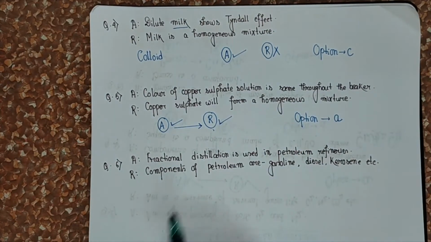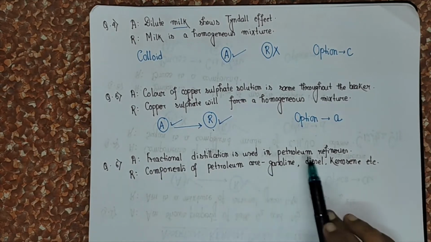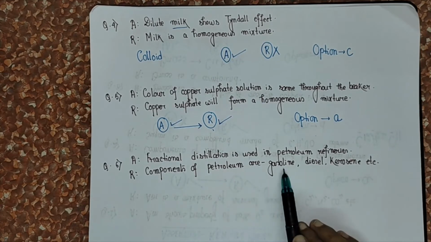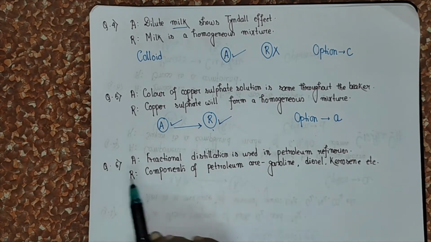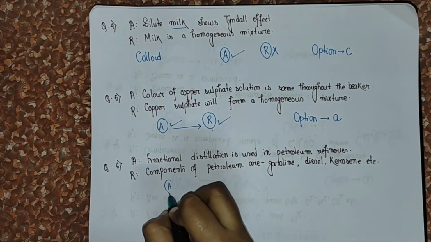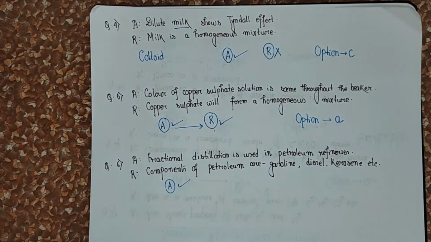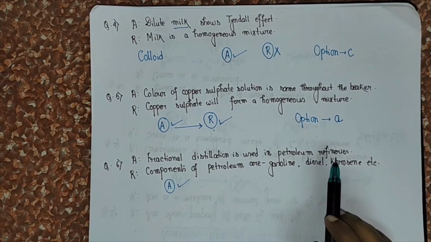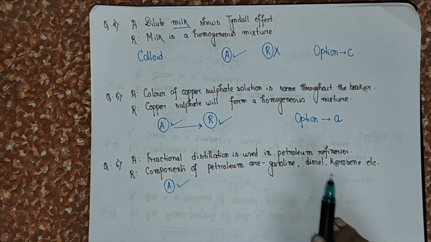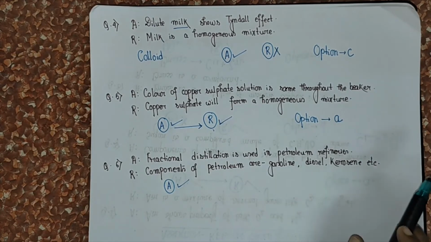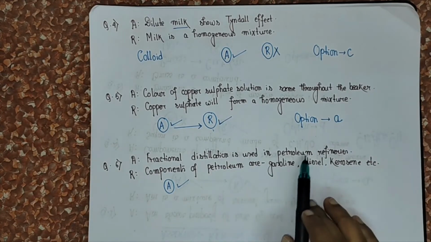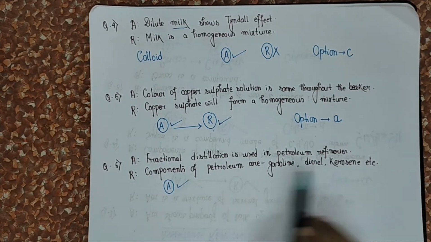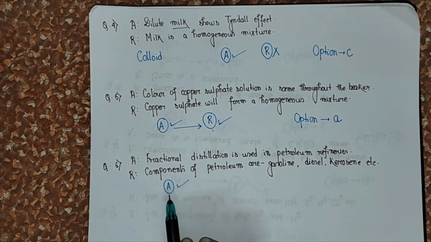Now question number 6. Assertion: Fractional distillation is used in petroleum refineries. Reason: Components of petroleum are gasoline, diesel and kerosene. So this assertion is correct. Why is this correct? Because we can use fractional distillation when the difference in boiling point of the components is less than 25 degrees Celsius. This is true for all the petroleum products like gasoline, diesel, kerosene. That is why we can use fractional distillation. So the assertion is correct.